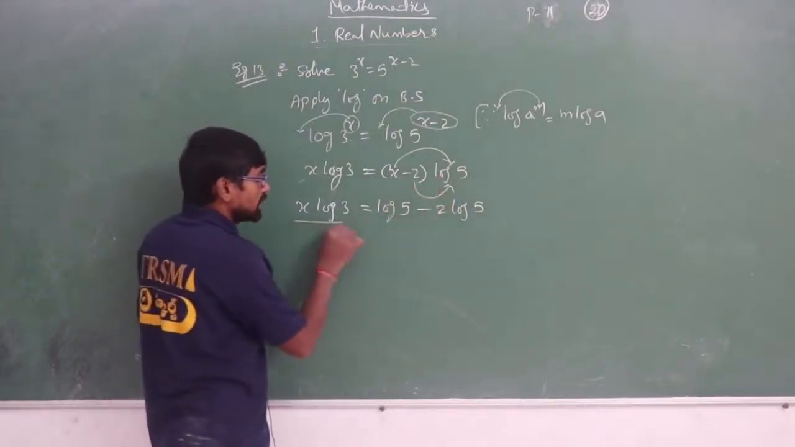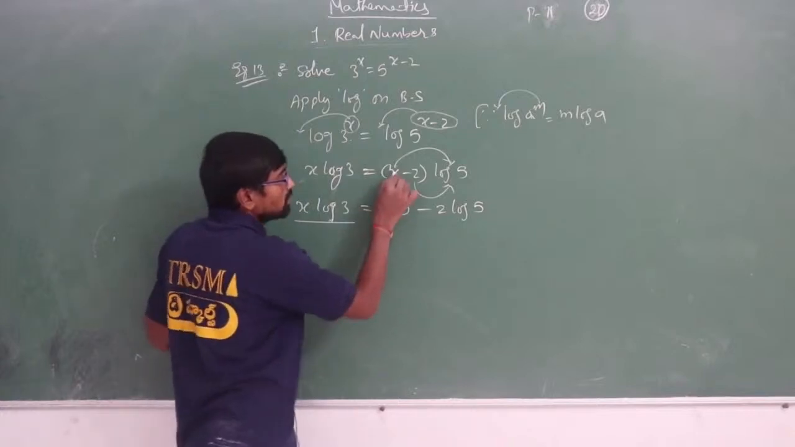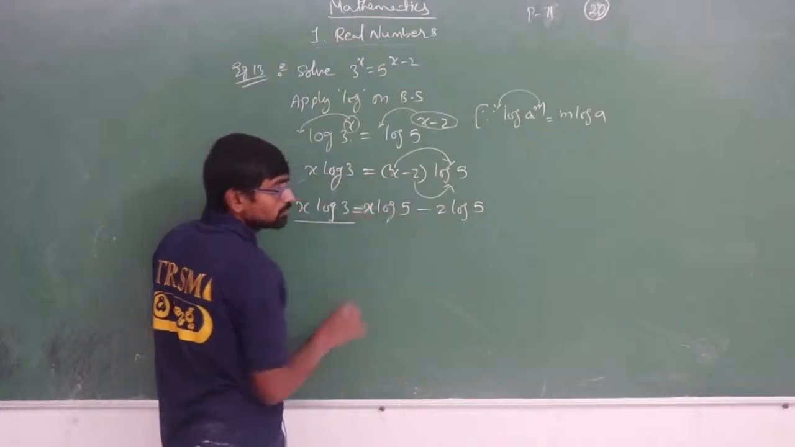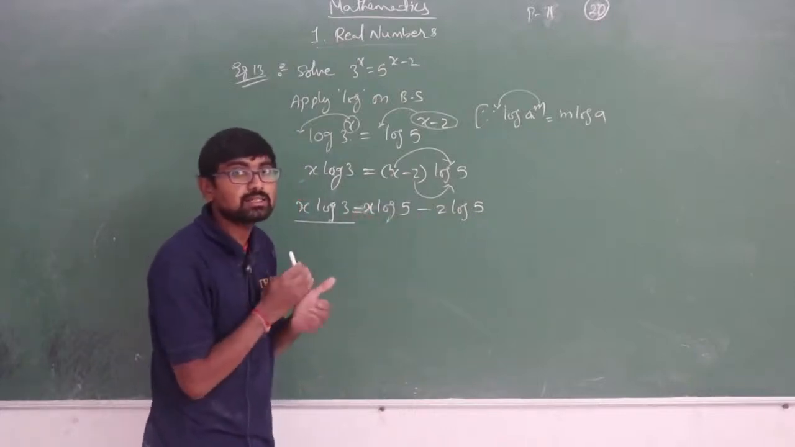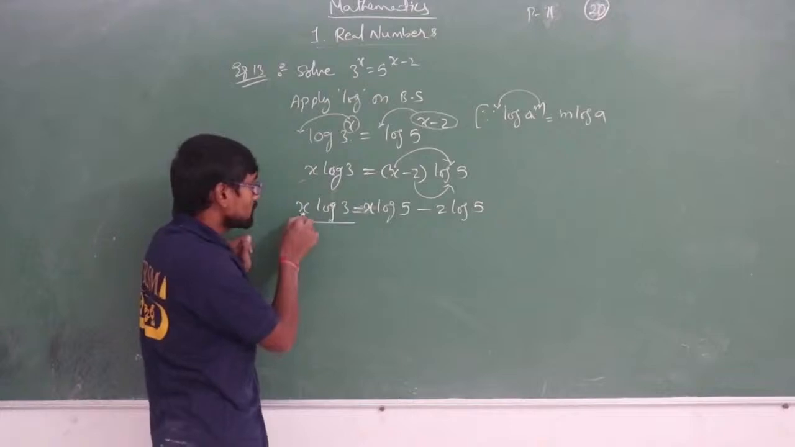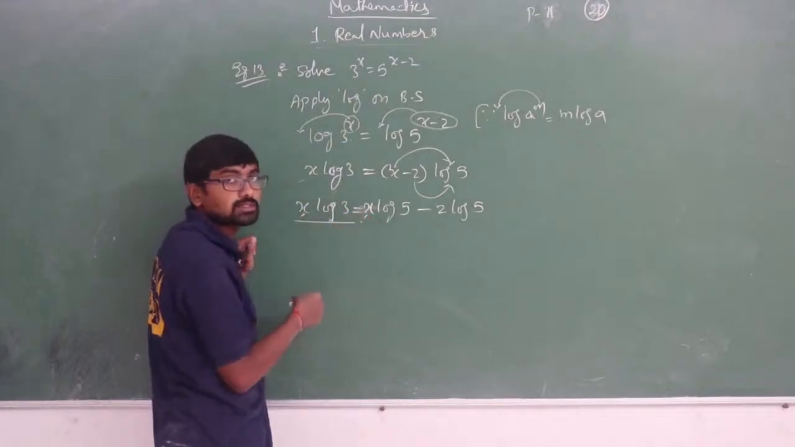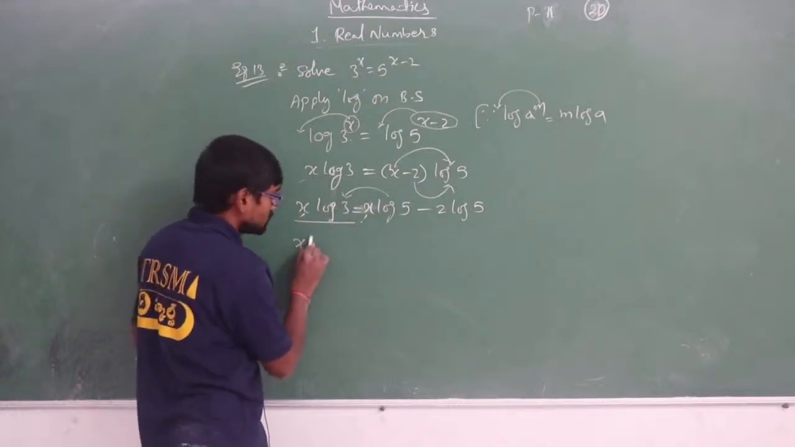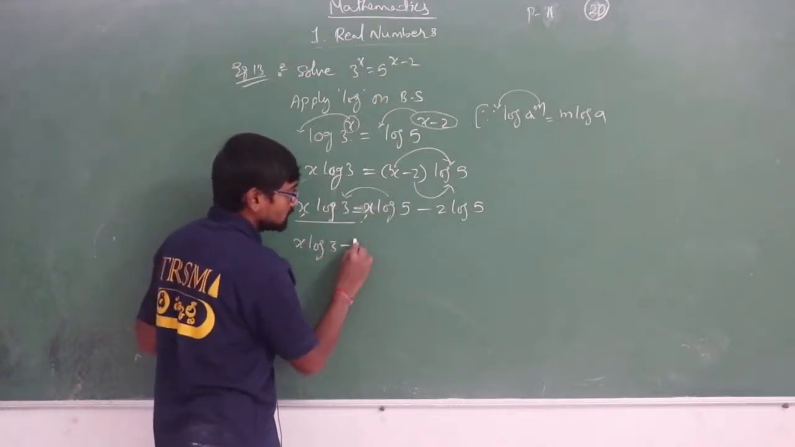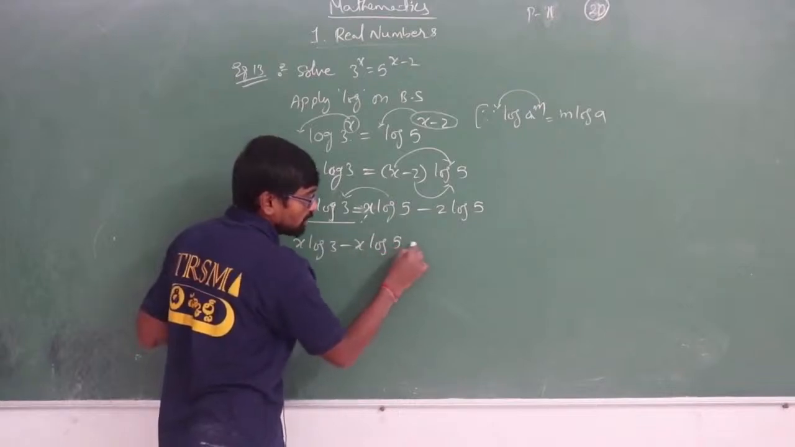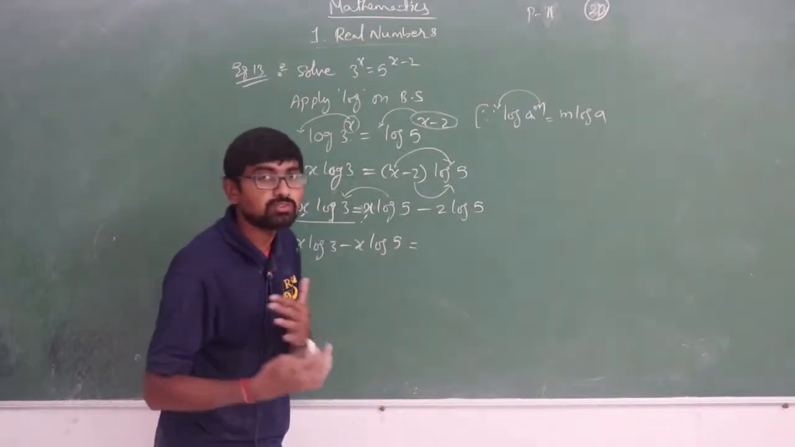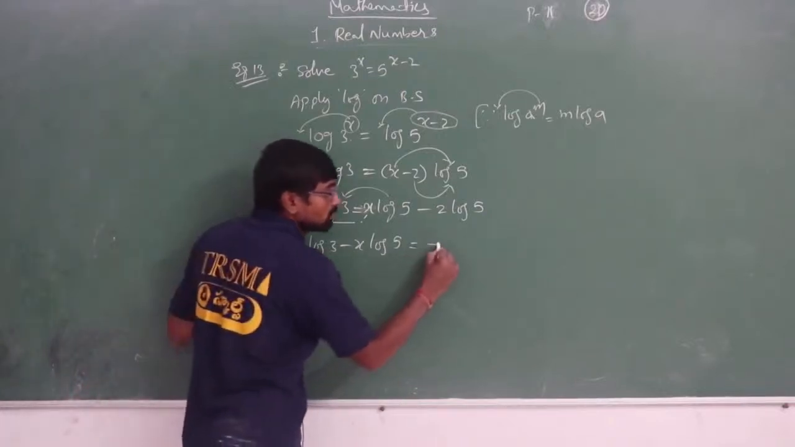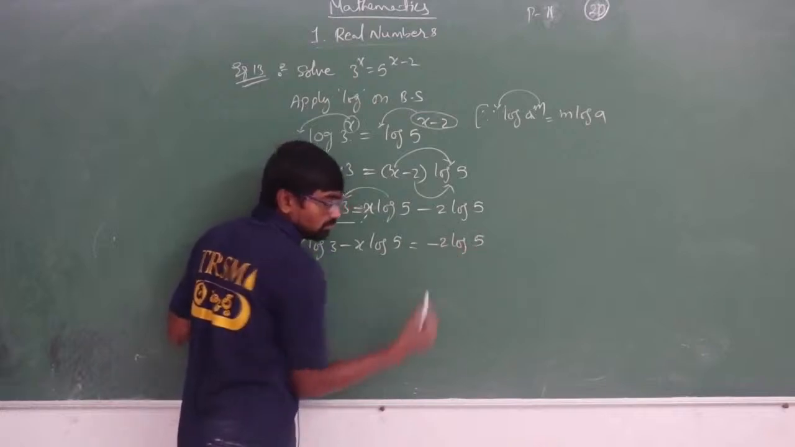Here x into log 5 becomes x log 5, isn't it? Now taking like terms to one side, here we have x and here also we have x, so these like terms should be taken to one side, so x log 3 minus x log 5. To solve any problem, what will we do? First we take like terms and solve them aside, so minus 2 log 5 here.